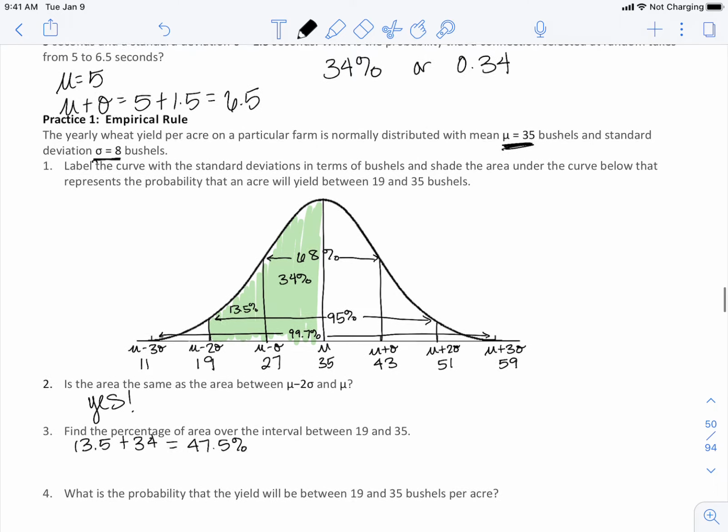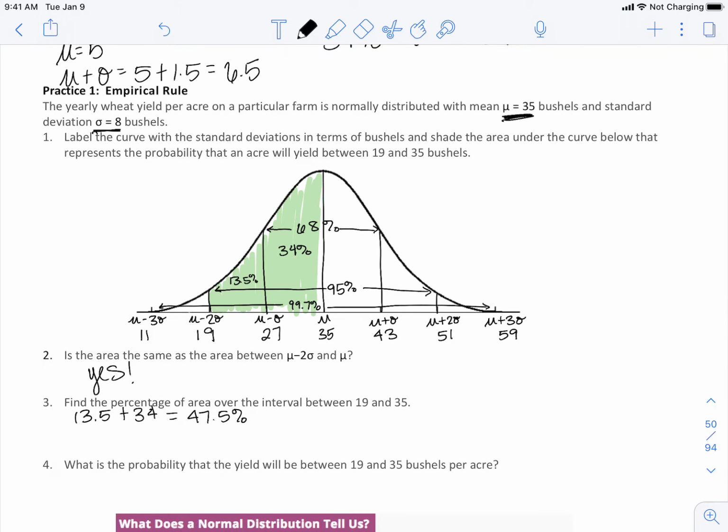Part 4 says, what is the probability that the yield would be between 19 and 35 bushels per acre? So this one is going to give us just the same thing that we just drew in the picture. So our probability will be 0.475.